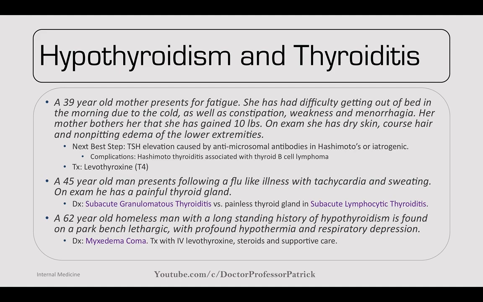So now we've got a 39-year-old who presents for fatigue. She's had difficulty getting out of bed in the morning, cold intolerance, as well as constipation, weakness, and menorrhagia. Her mother bothers her that she's gained 10 pounds. On exam, she has some dry skin, coarse hair, and non-pitting edema of the lower extremities. The next best step here is TSH evaluation. So we want to look for antimicrosomal antibodies in Hashimoto's disease, or another cause would be iatrogenic after a thyroidectomy for hyperthyroidism. Some of the complications of Hashimoto's thyroiditis would be associations with thyroid B cell lymphomas, and the treatment here is going to be supplementing levothyroxine, or T4 hormone.